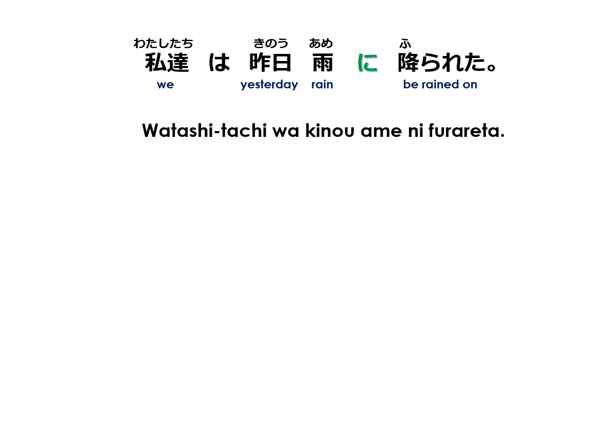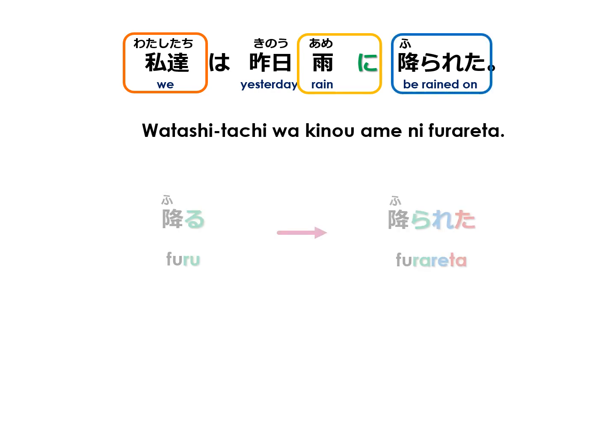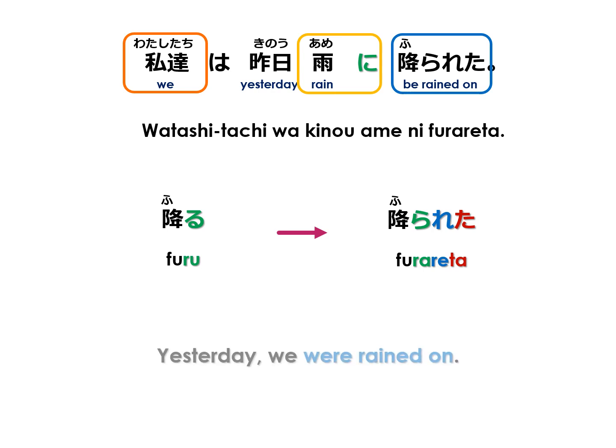私たちは昨日雨に降られた。Our victim, as indicated by the particle wa, is 私たち or we. Our perpetrator or doer is 雨に or the rain. And our passive verb form is 降られた, which comes from 降る, which means to rain. 降る is an intransitive verb. So the whole sentence translates to, yesterday we got rained on. And the nuance here is we were not happy. Well, no one wants to get caught in the rain, right?